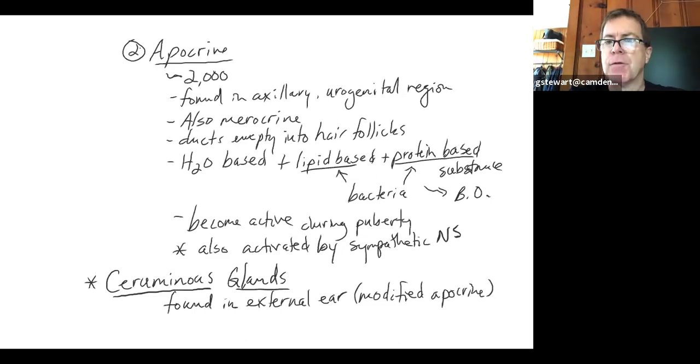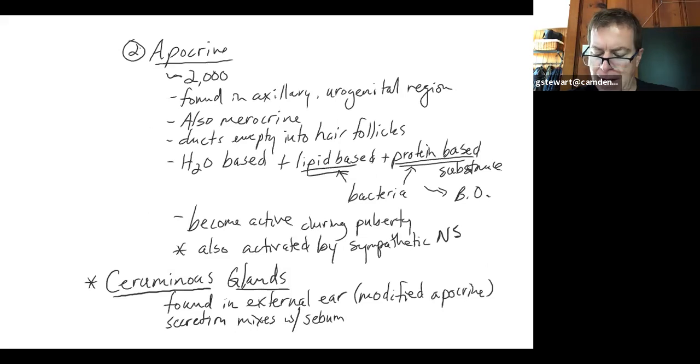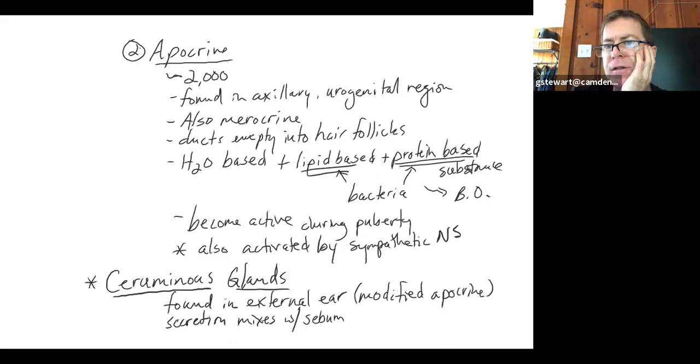So I'll write that out for you. Secretion, that means the watery based secretion with the lipids and protein mixes with sebum from sebaceous glands, which I'm going to talk about next. Actually, when I briefly talk about a hair follicle, I'll mention a sebaceous gland. So they mix with sebum to form cerumen, which is where they get their name for the gland. That's what we call earwax.